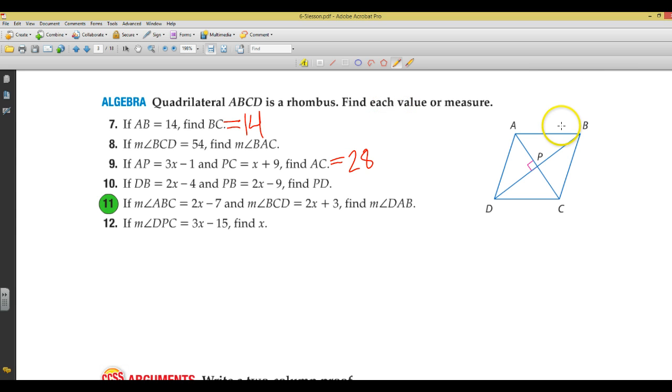Next, we're given the measure of angle ABC. This entire angle is 2x minus 7. And BCD, this entire angle, is 2x plus 3. And we want to find the measure of angle DAB. So DAB will be the same as BCD, since opposite angles are congruent. So once we find x, we'll just substitute it in for 2x plus 3. But to set up our equation, we know that the consecutive angles of any parallelogram are supplementary. So if we add these two expressions together and set it equal to 180, we can solve for x.